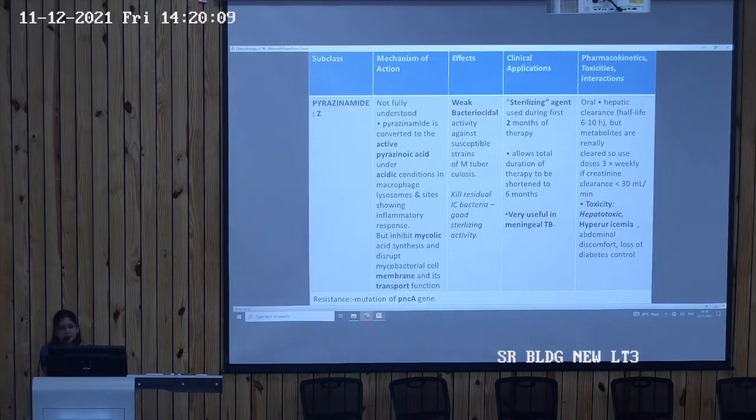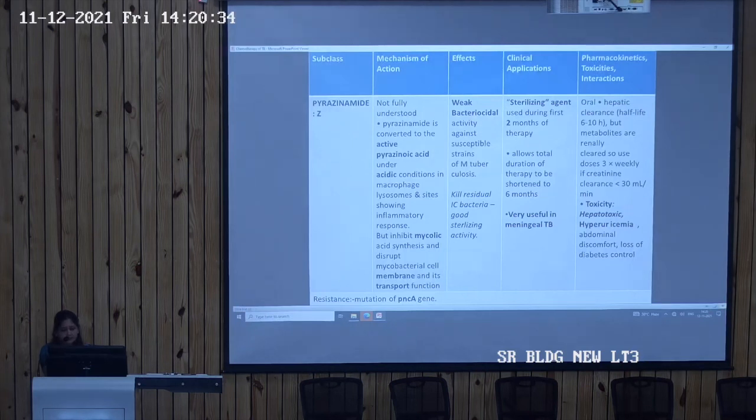They are the most efficacious drugs as anti-tubercular agents, isoniazid and rifampicin. Pyrazinamide is also known as a very good sterilizing agent, and it is very useful for meningeal TB also, and the penetration is very good. Okay, CSF penetration is very good for isoniazid also.